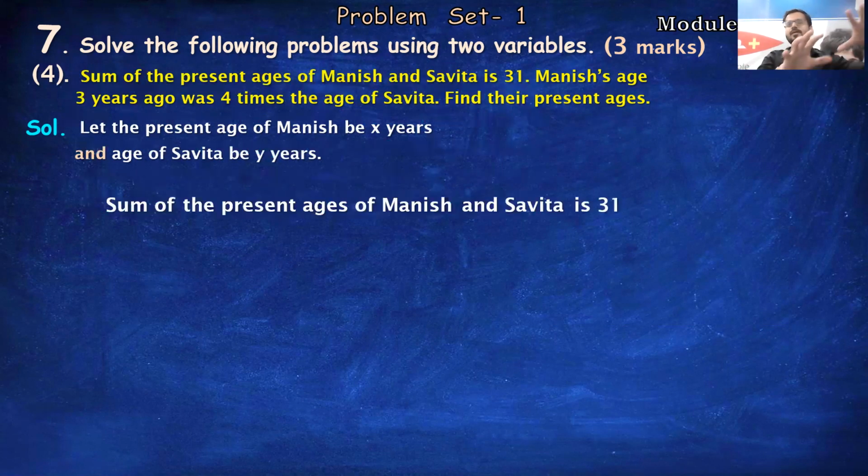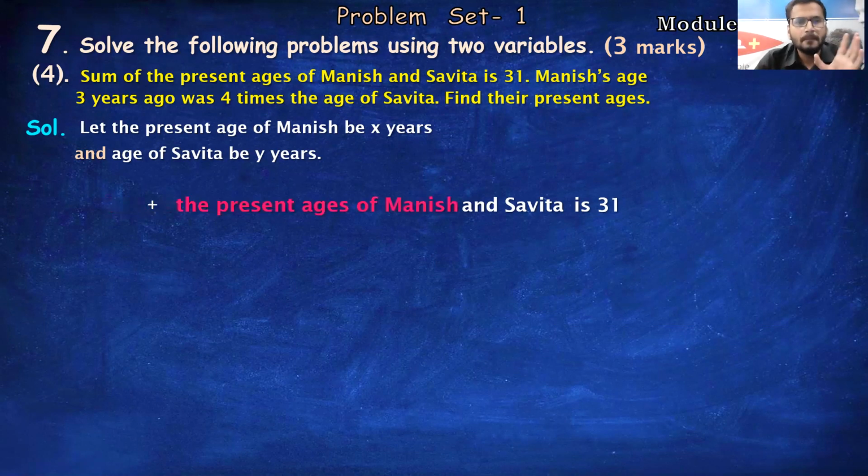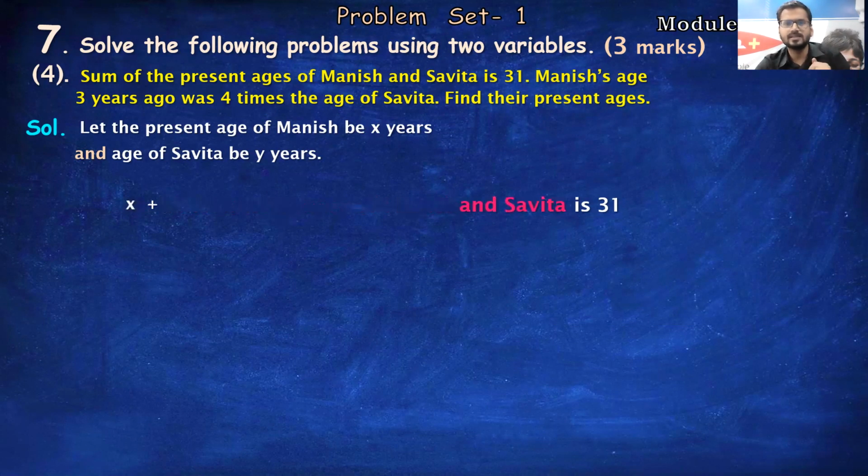Now let us convert the English statement into a mathematical statement to get the first equation. This is your first English statement. Sum of. Sum means, students, it is plus. So we can write plus. Present age of Manish and Savita. We have already assumed Manish's present age is x and Savita's present age is y. So we can write x plus y. Is means is equals to. How much was given? 31. So we'll write is equals to 31. First equation is done.